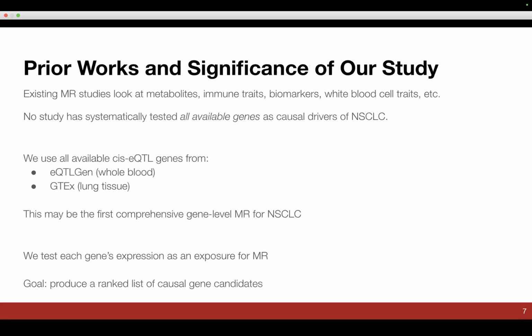Some prior works look at metabolites, immune traits, biomarkers, white blood cell traits, etc. No study has systematically tested all available genes as causal drivers for non-small cell lung cancer. We use all available cis-eQTL genes from eQTLGen and GTEx, so this might be the first comprehensive gene-level Mendelian randomization for non-small cell lung cancer. We test each gene's expression as an exposure for Mendelian randomization, and our goal is to produce a ranked list of causal gene candidates.